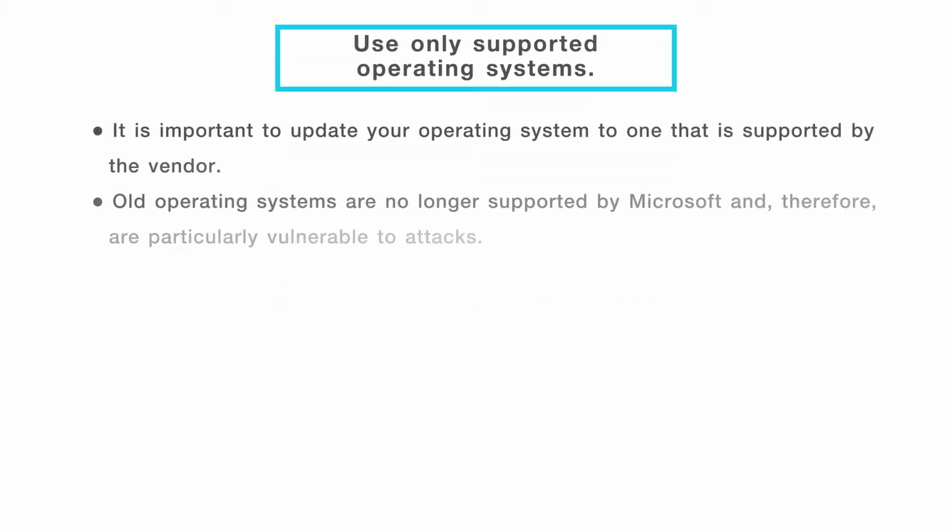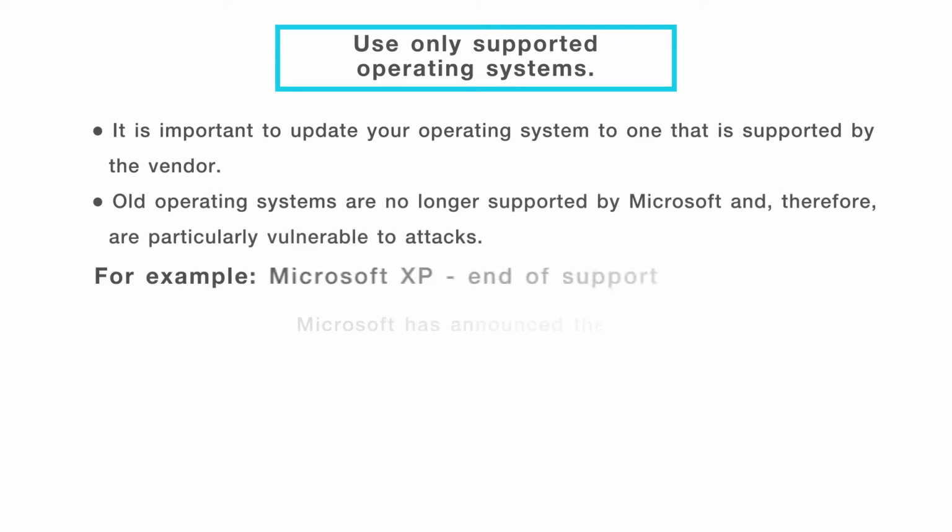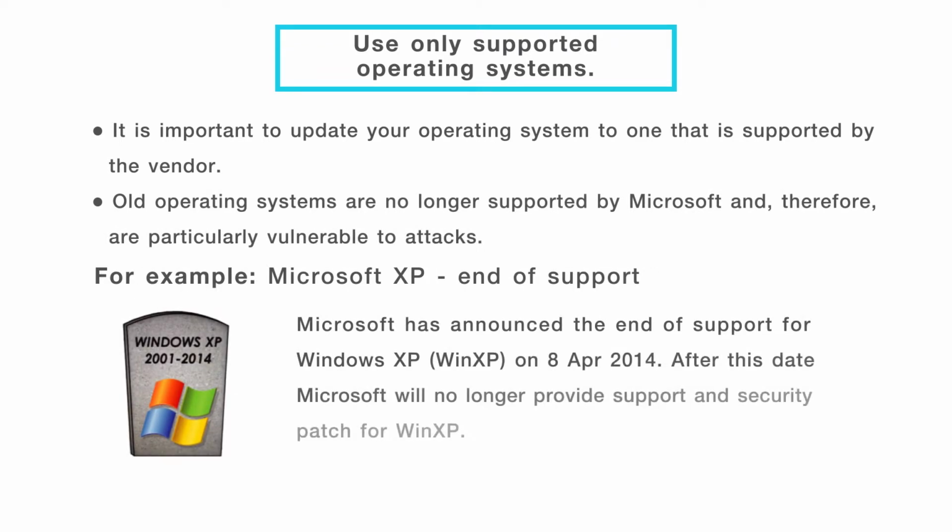Use supported operating systems. It's important to update your operating system to one that is supported by the vendor. Old operating systems that are no longer supported by the vendors are particularly vulnerable to attacks. For example, Microsoft has announced the end of support for Windows XP on the 8th of April 2014. After this date, Microsoft will no longer provide support and security patches for Windows XP. It is very important that customers and partners migrate to a modern operating system such as Windows 10.